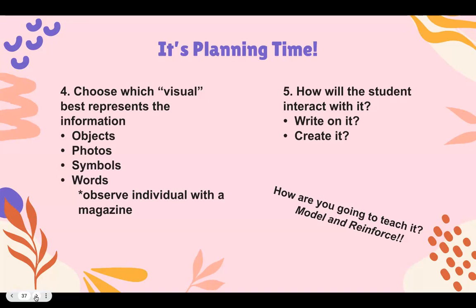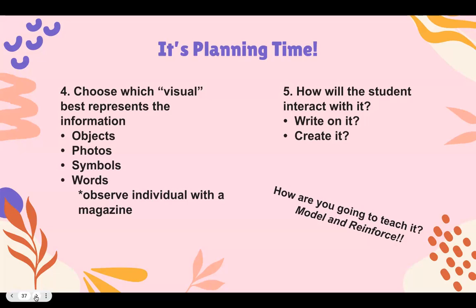And if you're not sure, you're just starting to work with an individual, then give them a magazine or a picture book, and see where their eyes go. What are they looking at when they're looking at this book or magazine? And of course, it has to be a book or magazine of a topic that they're going to want to look at. And then how will the student interact with it? Will they co-create it?